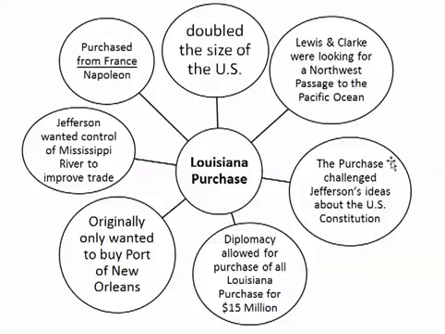And we know that the purchase is going to challenge Thomas Jefferson's ideas about the interpretation of the Constitution. And then Lewis and Clark are going to be looking for a northwest passage to the Pacific Ocean. So this is a review of our understanding of the Louisiana Purchase. You can pause this and look back over it too and review it and summarize.